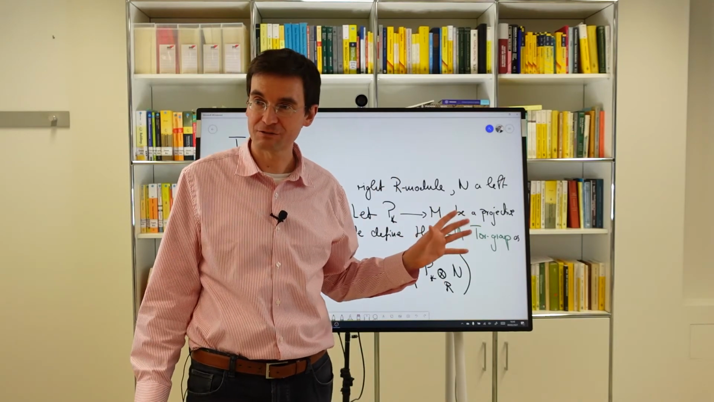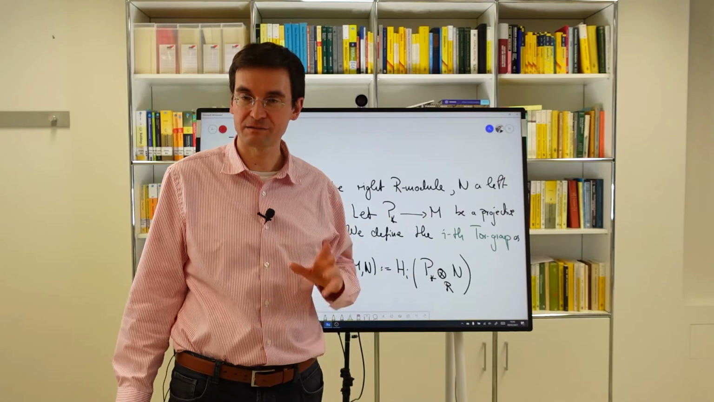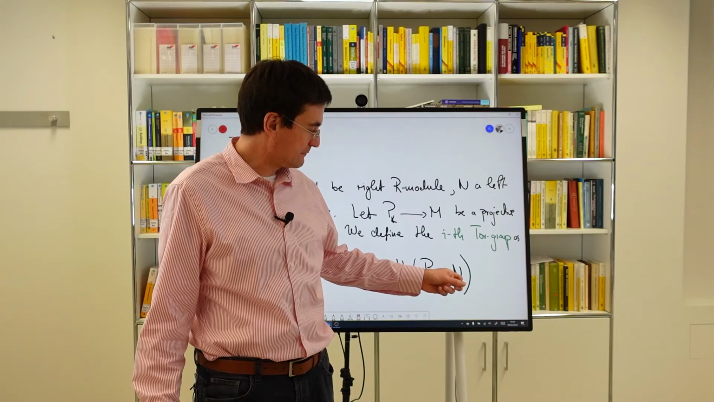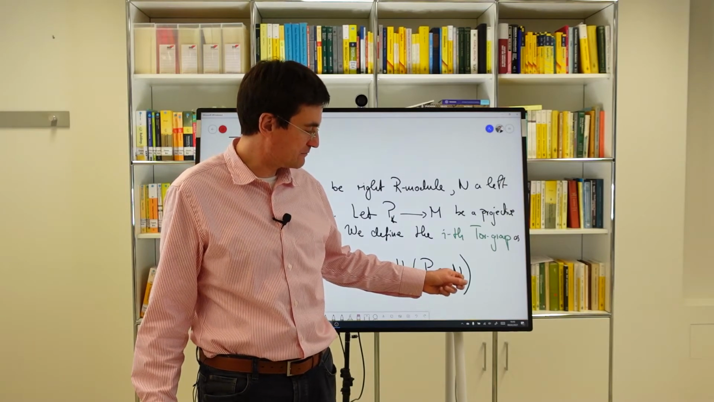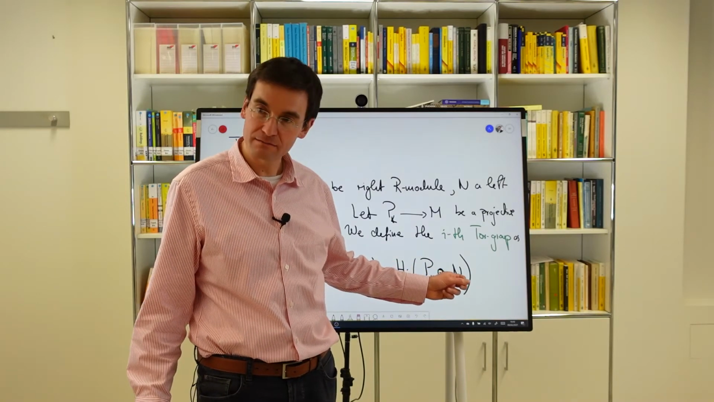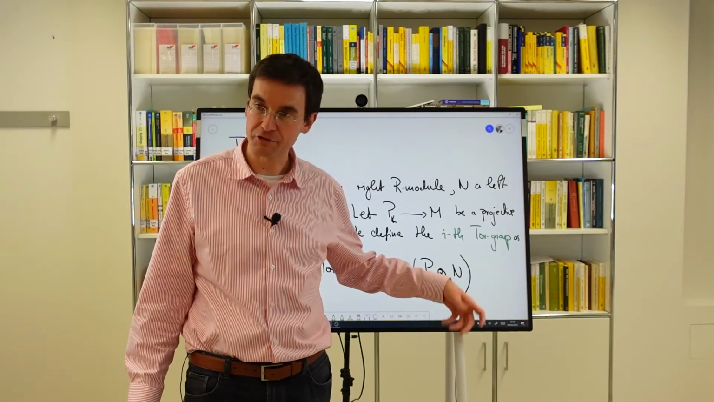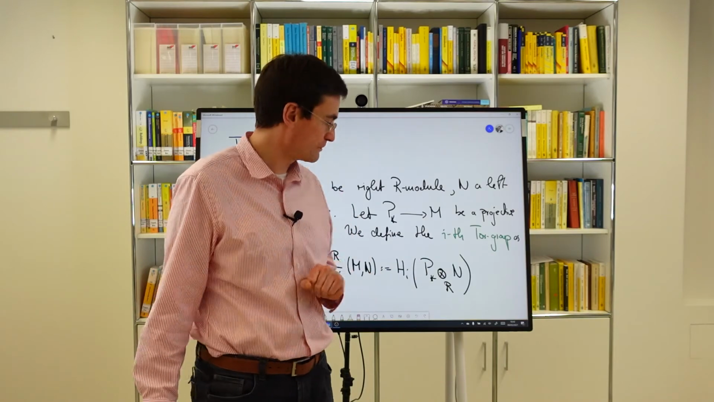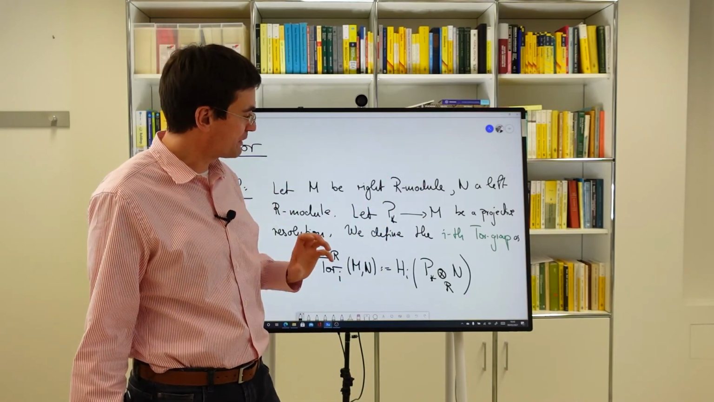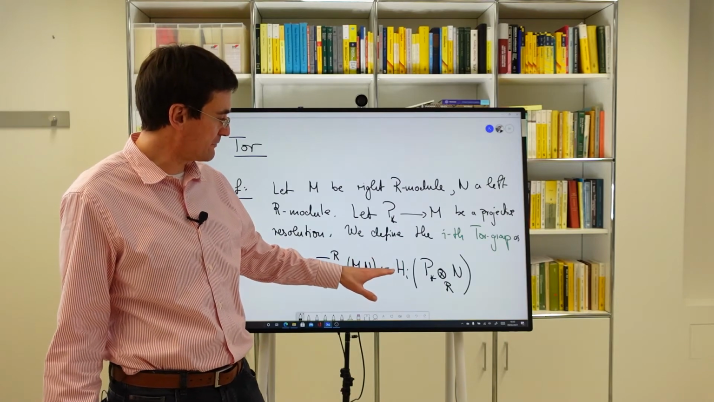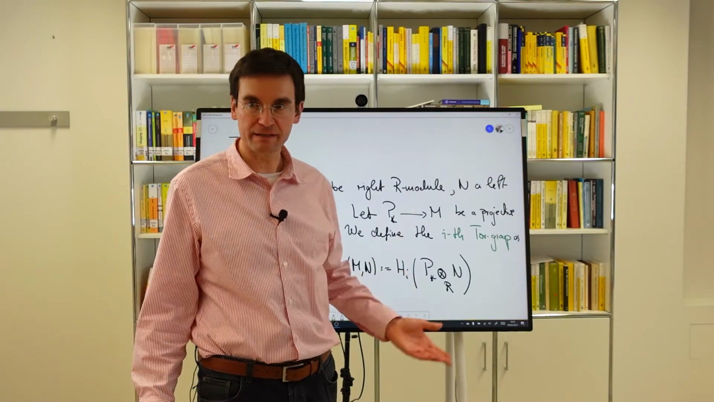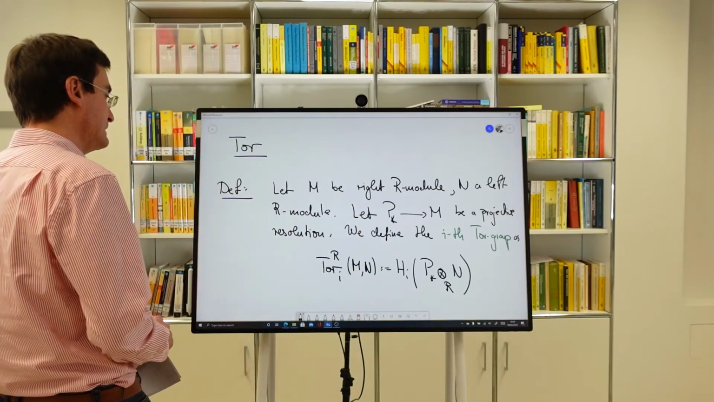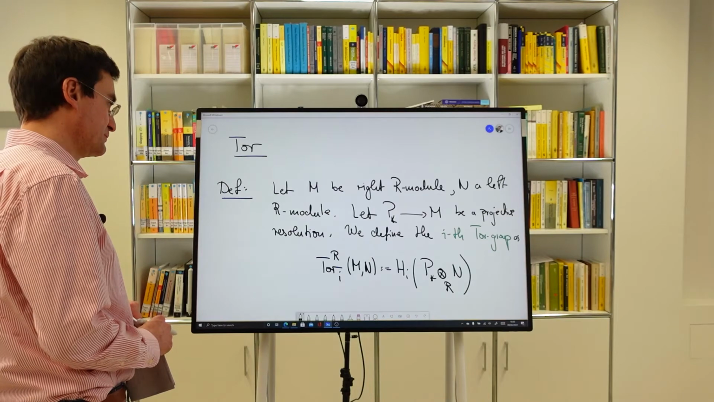Turns out that this Tor functor is symmetric. It turns out, and this is a theorem we're not going to prove, that you could do something similar on the right-hand side. You could projectively resolve N and then take M tensor the projective resolution of N. That would turn out to be the same thing, but this is something to show. But maybe before that, a question arises, namely whether this is independent of the choice that we make here. And it is independent up to unique isomorphism.